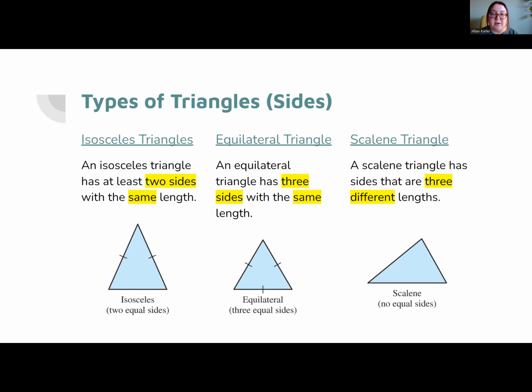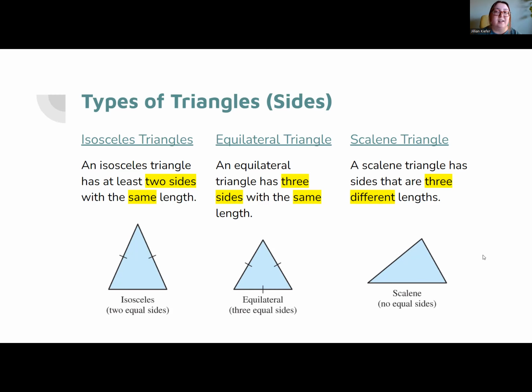Starting off, we have the isosceles triangle. An isosceles triangle has at least two sides of the same length, something like this, where each one of these sides is a bit longer than maybe the base. Then we have an equilateral triangle, where all three sides are the exact same length. So it is equal in equilateral triangle. Then we have a scalene triangle. It has three different lengths, so every side of the triangle is different. Those are the three types of triangles based on their sides.